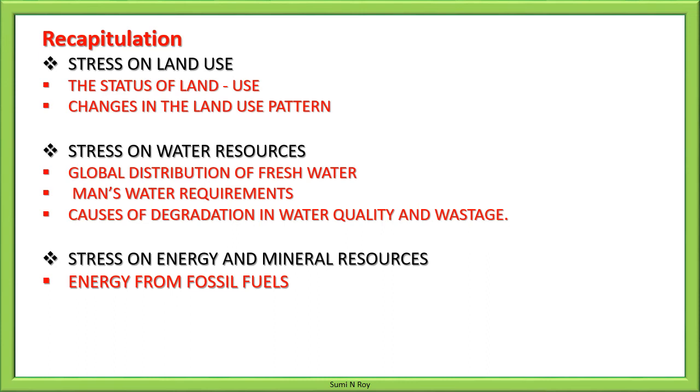After that, we have discussed that the growth in population also put a great stress on water resources. We have discussed the global distribution of fresh water. We have also discussed man's water requirement. And at last, we have learned the causes of degradation in water quality and wastage. Under that, we have learned that the cause of wastage of water is often seen here and there. Leaking taps and ruptured water pipes cause considerable wastage of water. Too much fresh water is wasted through our careless practice while bathing, washing, etc.